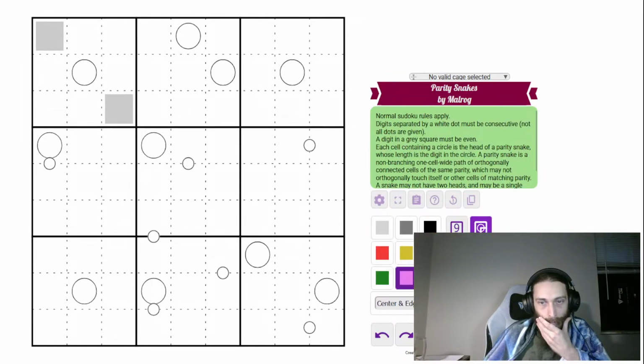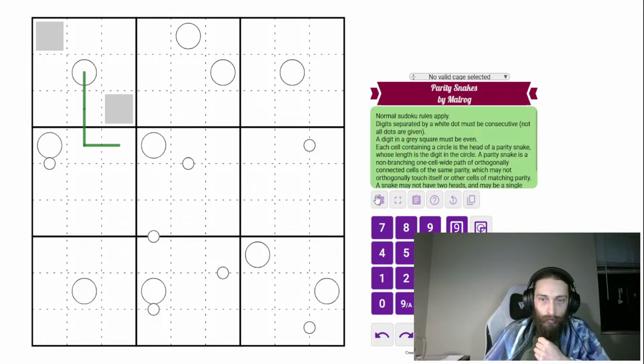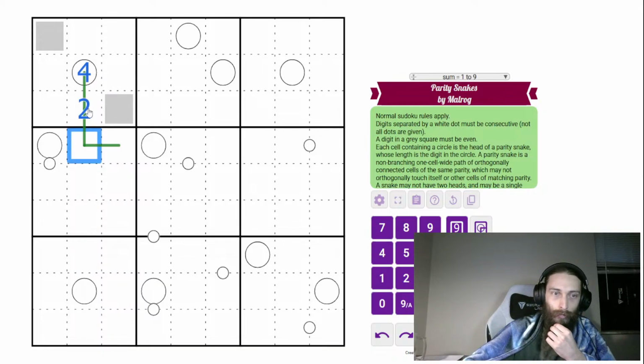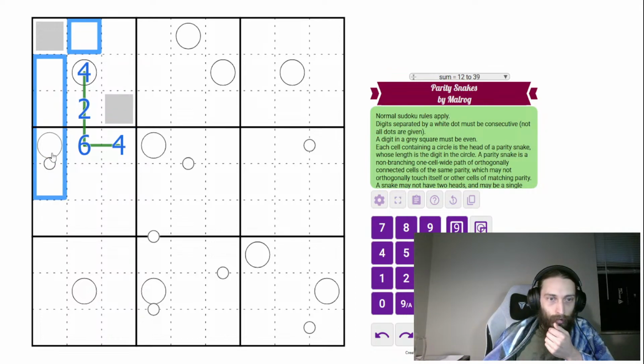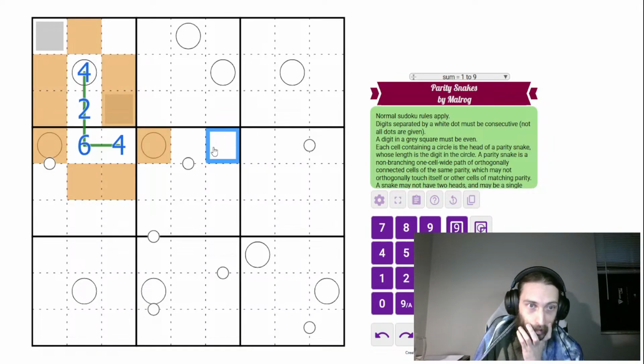Okay, so basically, if I were to say, let's say the snake was this, then that would be a 4, and then I could go 2, 6, and 4. And then everything around it would have to be odd, if I'm understanding correctly.